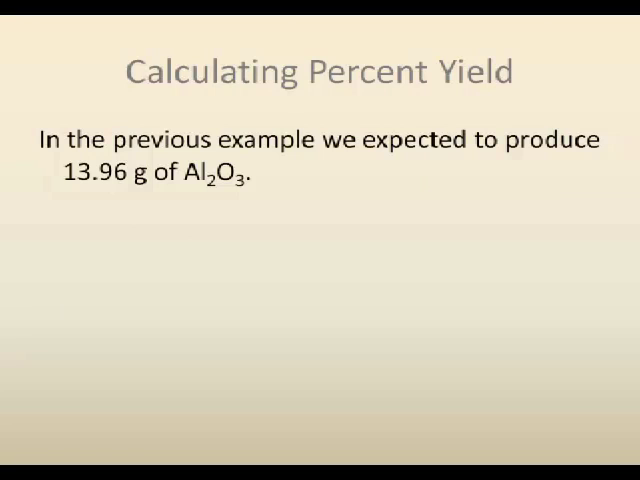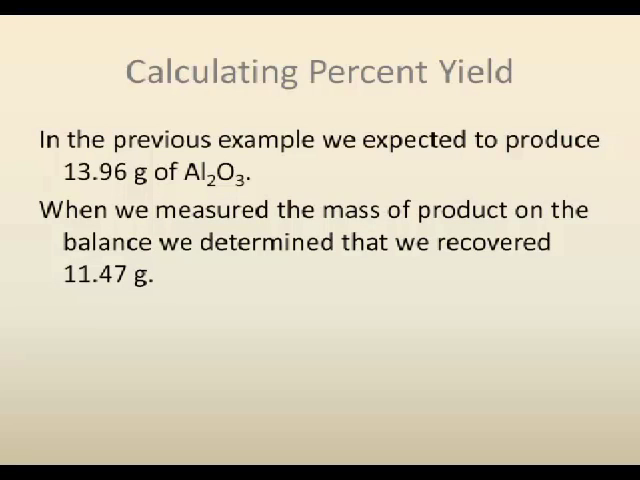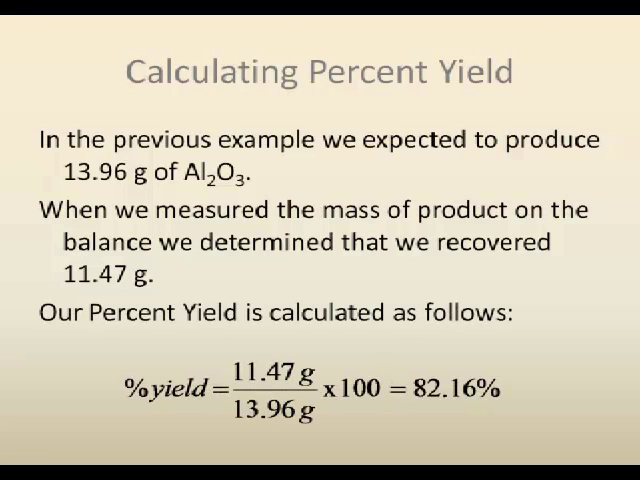Let's look at an example. In that previous stoichiometry problem, we expected to produce, or had a theoretical yield of 13.96 grams of aluminum oxide. When we measured the mass of the product on the balance, we determined that we had recovered 11.47 grams. So we need to calculate our percent yield. The percent yield is the 11.47 grams divided by 13.96 grams. Multiply all that by 100 and we get 82.16%.